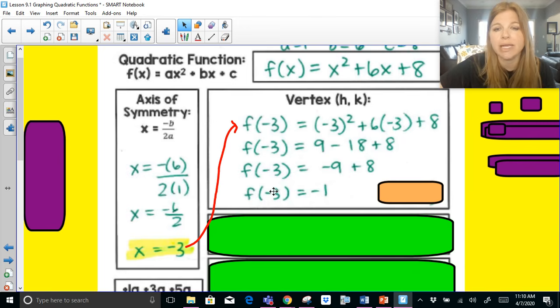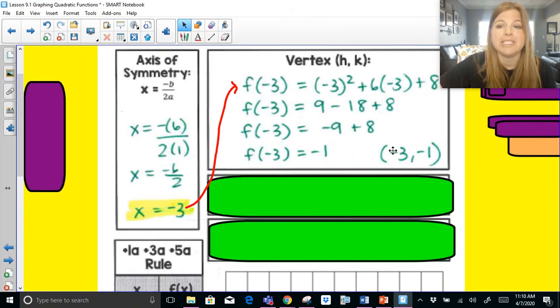So when we plugged in a negative 3, look what we got as the y value of our vertex, which is really k, a negative 1. So here's my vertex, negative 3, negative 1. This is my x, and this negative 1 is now really my y value. So this is going to be the point of the vertex of my graph.